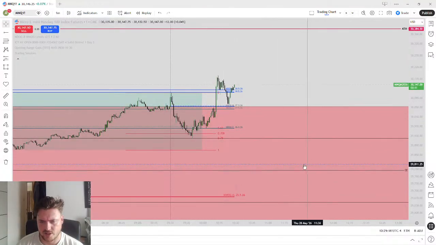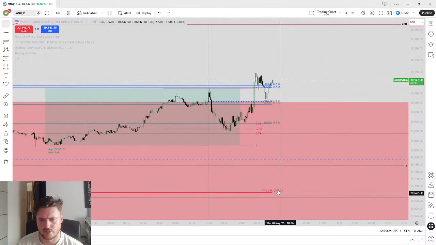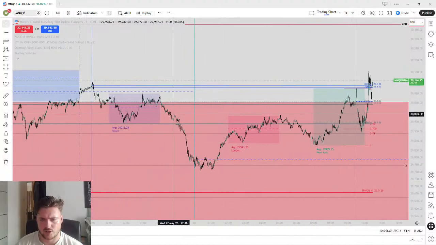Consequent encroachment is here. I was wondering if we were going to get towards consequent encroachment below these lows and reverse from there again, but it didn't, because it's part of the cycle of accumulation, manipulation, distribution. It's likely not to do that because all smart money have positioned themselves here.